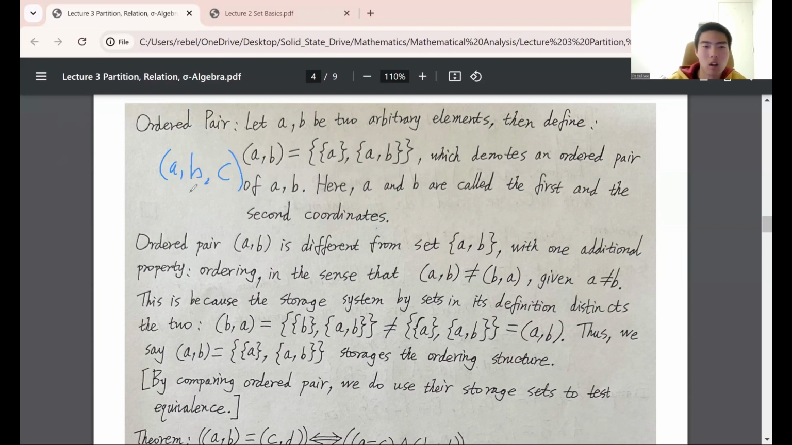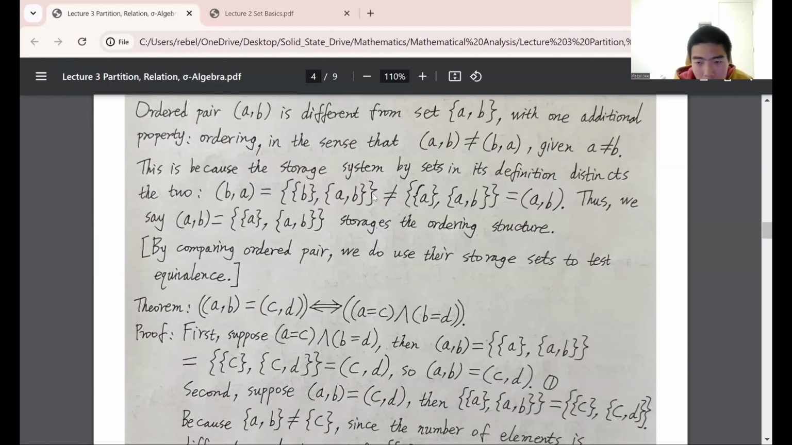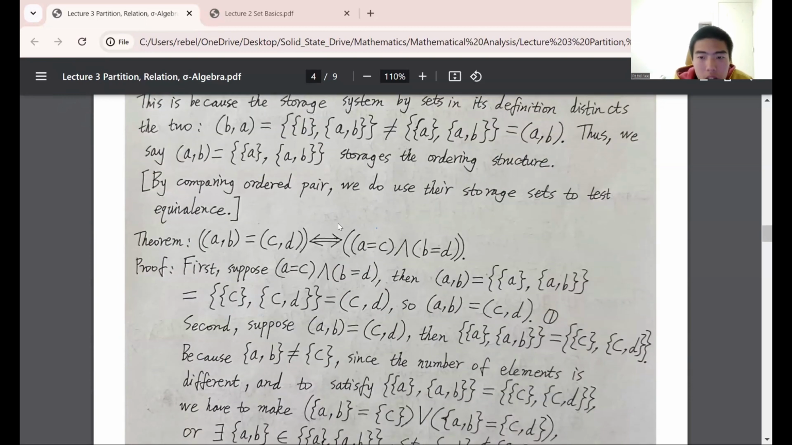So this is not an ordered pair. Maybe we call it an ordered triple, but it exists, and this is defined as {A}, {A, B}, {A, B, C}. So it's also in a sequence. If you see a round bracket, it always has an order. If you see a curly bracket, it doesn't have an order. So yeah, I think I just illustrated this one.